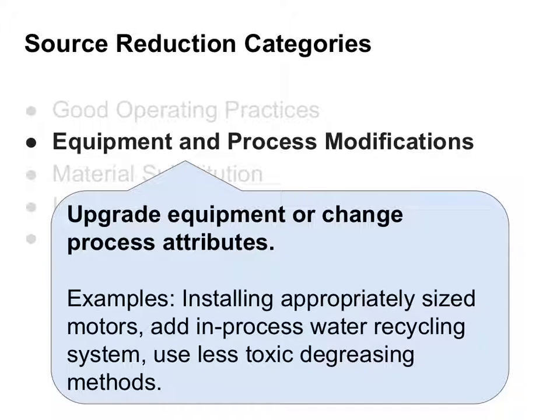Equipment and process modification focuses on how a product is made. So this could include upgrading equipment or changing process attributes, for example, the timing or the configuration of how a material is made. So some examples include installing appropriately sized motors, or adding an in-process water recycling system, or using a less toxic degreasing method.